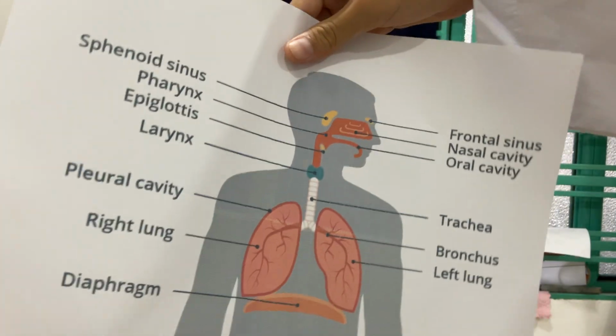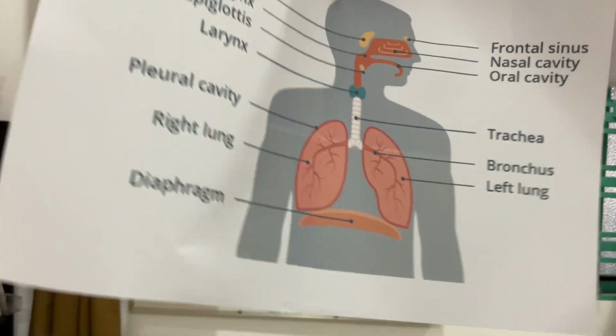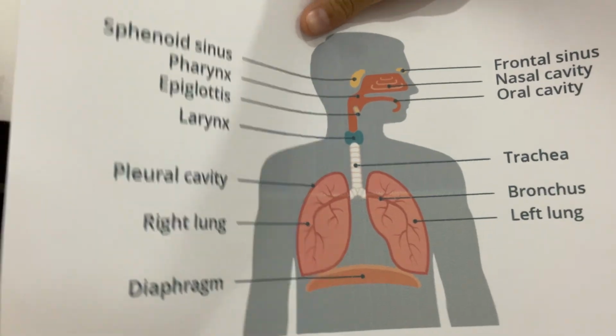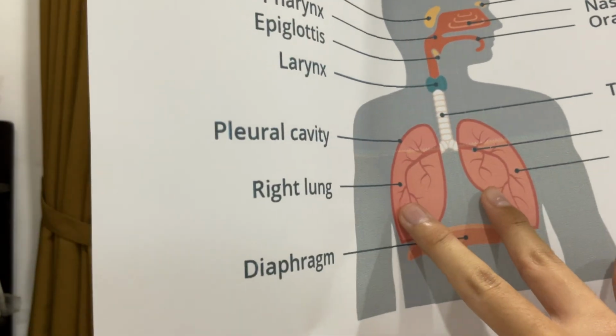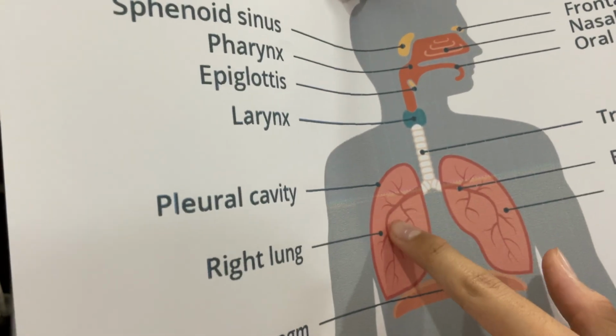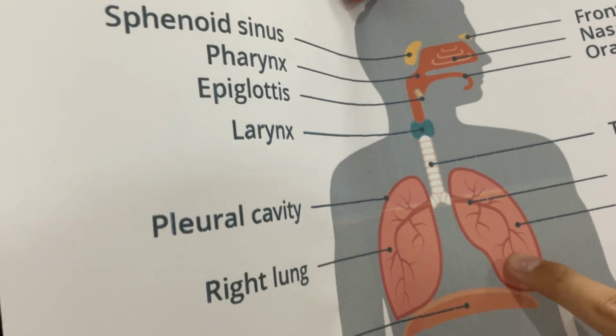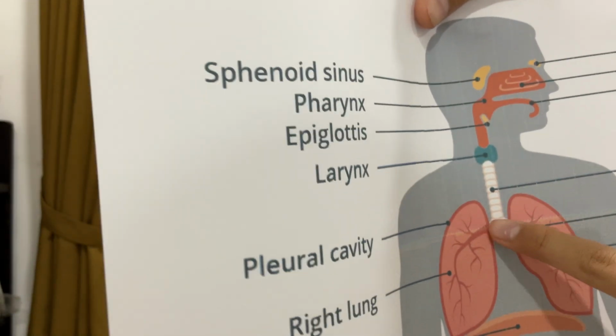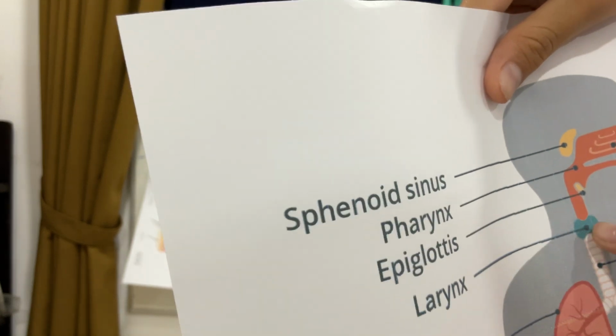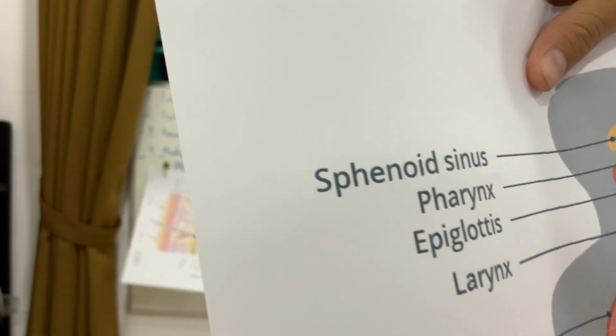Here's the whole diagram of the respiratory system. As you can see, here are the two lungs, the bronchi, which will be here. There are little tubes that will bring air near. The trachea, the larynx. Here, as I said before, this is the voice box.